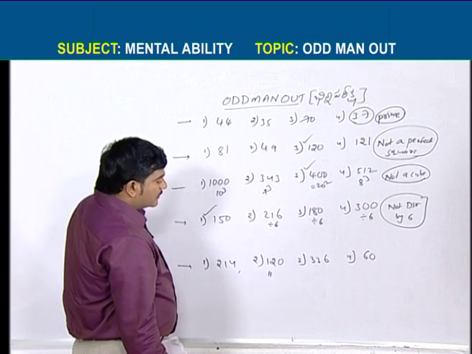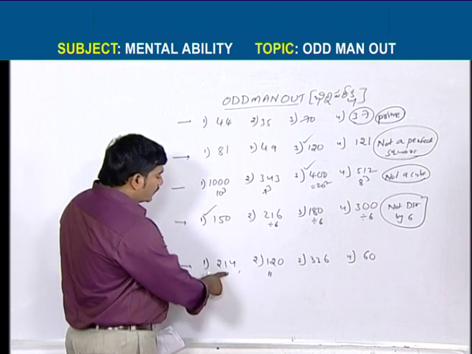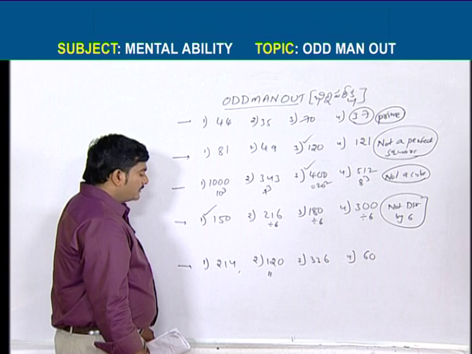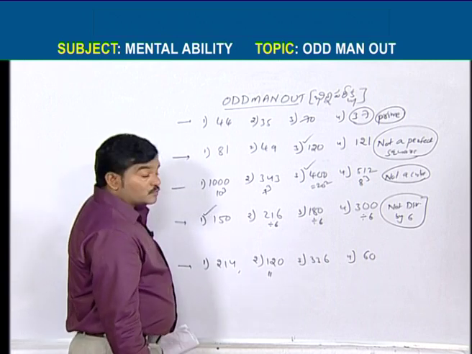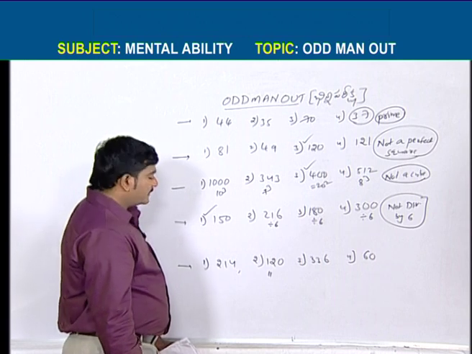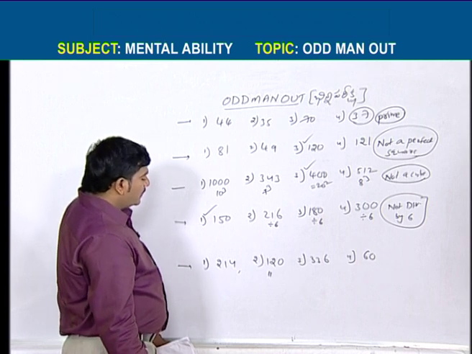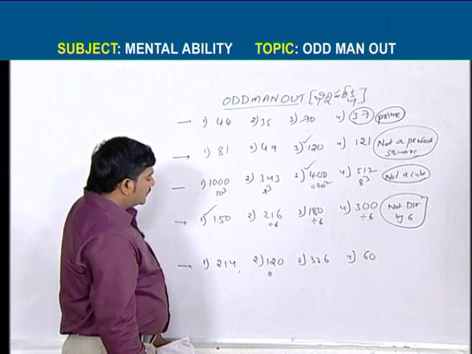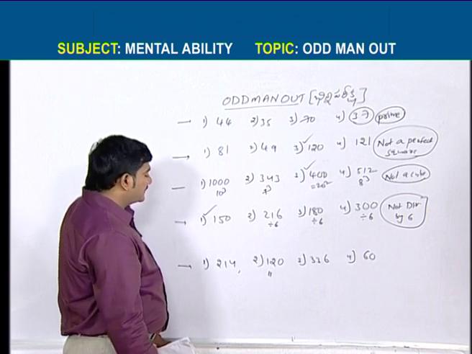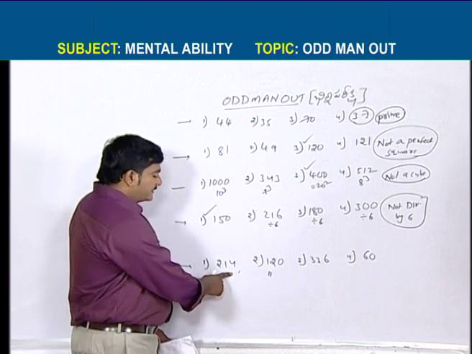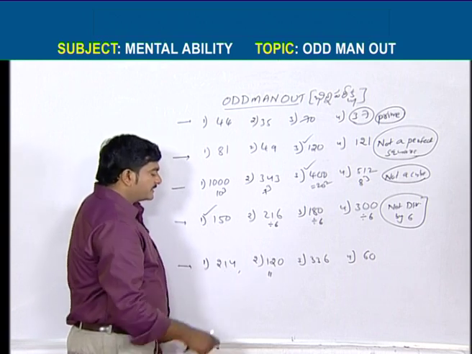So what is the concept involved here? What about 214? 15 square means 225, right? But 214 only is given. To get 225, we need to add 11. So it is 15 square minus 11.